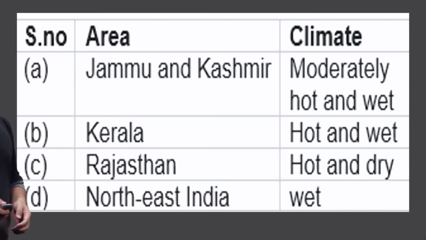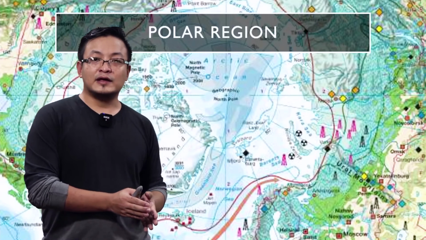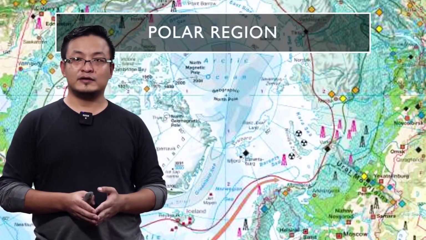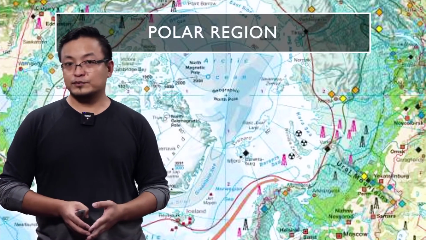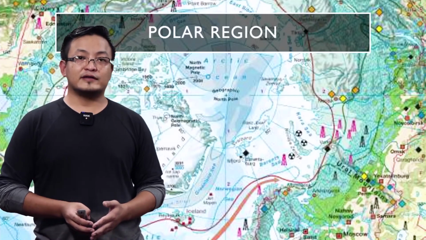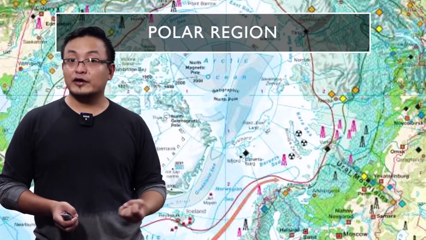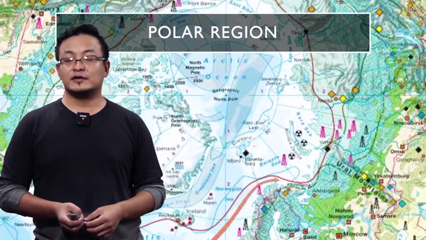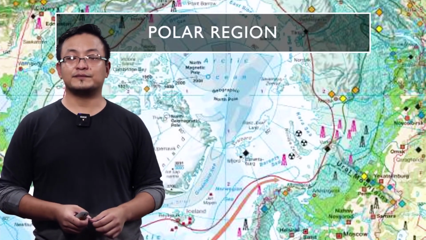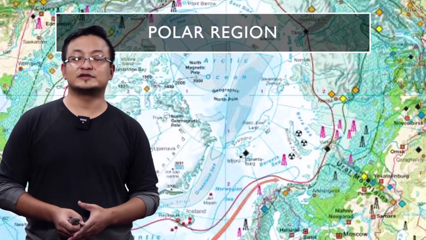So students, now I'm sure you are clear with the difference between climate and weather, right? Now we have also discussed who prepares weather reports, right? And then we have discussed some instruments which we use for measuring rainfall, wind, humidity and temperature, right? So students, next we are going to discuss the polar region.